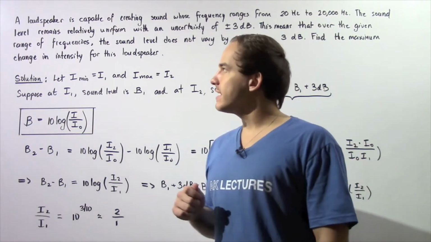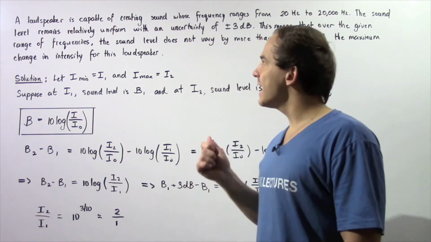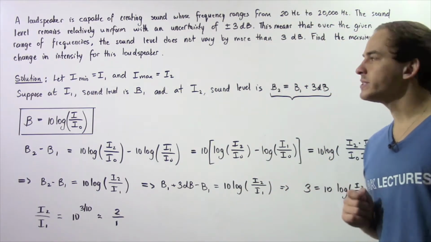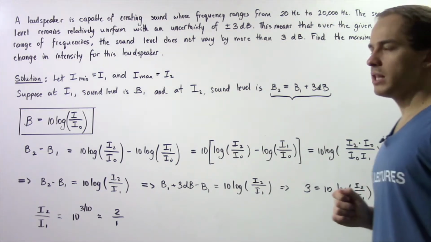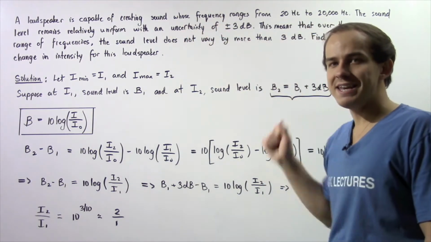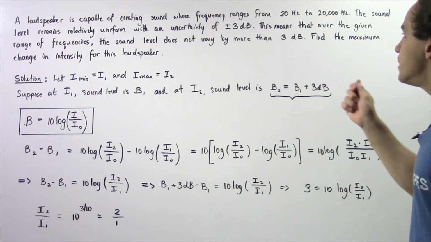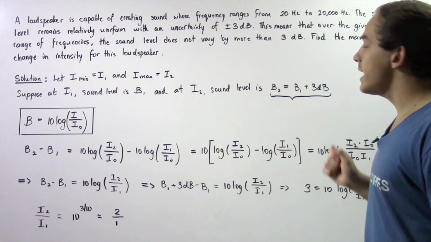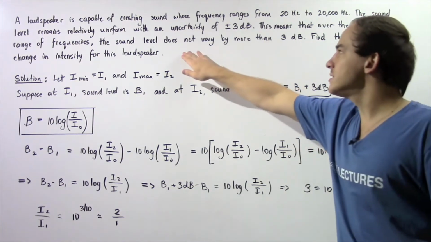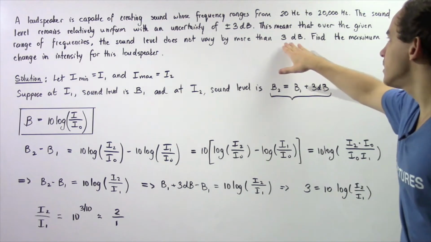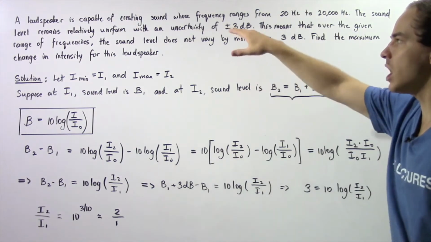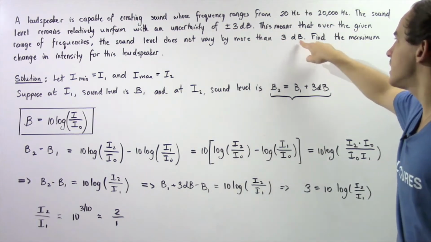Let's look at the following example. Suppose a loudspeaker is capable of creating sound whose frequency ranges from 20 Hz to 20,000 Hz. Now, the sound level remains relatively uniform with an uncertainty of ±3 decibels. This means that over the given range of frequencies, the sound level of our loudspeaker does not vary by more than 3 decibels. So the maximum variation of our sound level of our loudspeaker is 3 decibels.